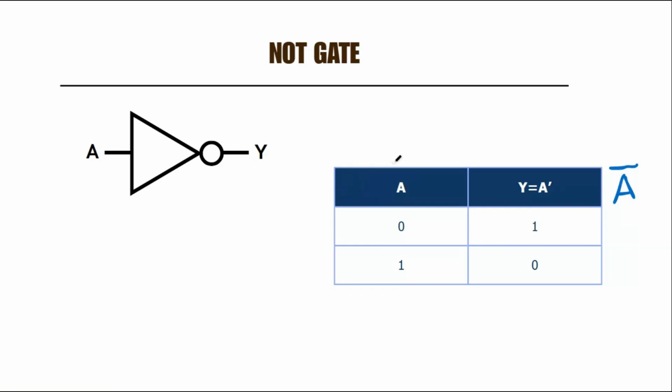This is the truth table of the NOT gate. When the input A is 0, output Y equal to 1. When the input is 1, the output is its complement, which is 0. Thus, the NOT gate inverts or complements its input.